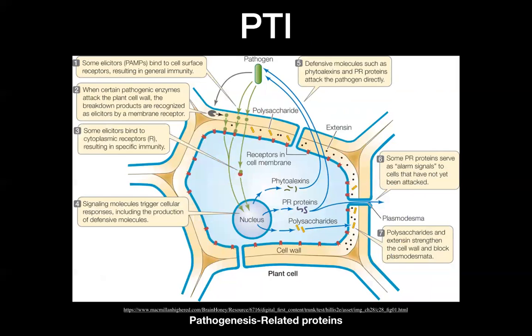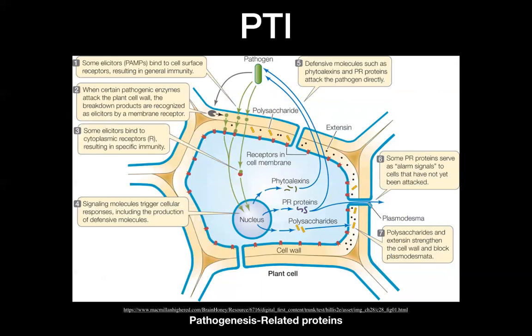When certain pathogenic enzymes, step 2, attack the cell wall, the breakdown products are recognized as elicitors by the membrane receptors. So as the organism attempts to attack, it starts breaking down the cell wall, and the plant can secondarily recognize those breakdown byproducts and can react to those as well. So it can react directly to some of the structures, the molecular patterns, or the breakdown products as that organism is trying to attack.